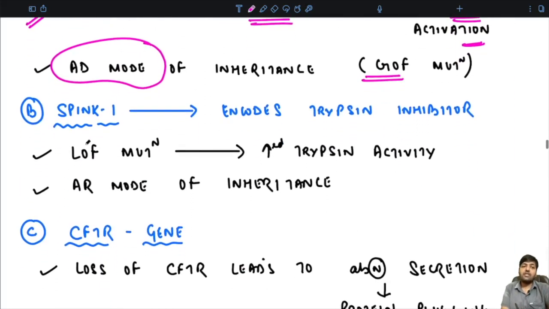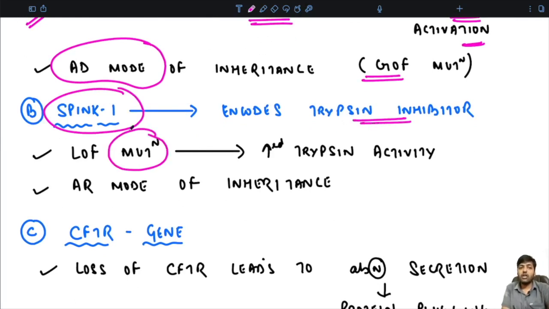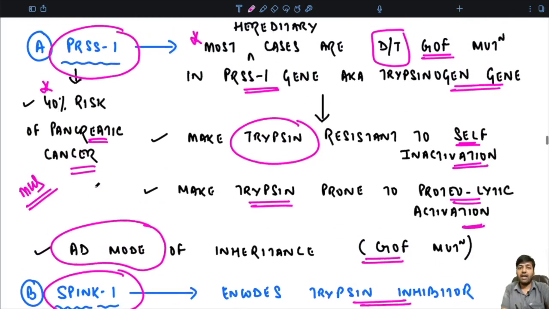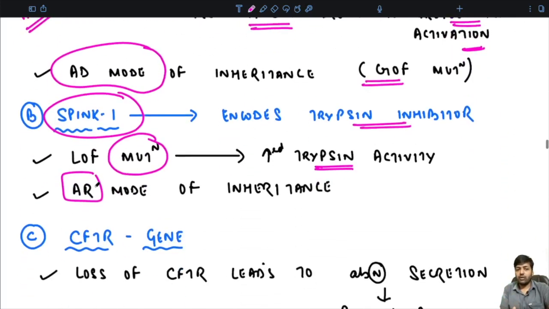The second gene involved is the PINK1 gene. Normally it encodes a trypsin inhibitor. If there is a loss of function mutation of this gene, that is going to lead to excessive trypsin activity and precipitation of acute pancreatitis. These individuals have an autosomal recessive mode of inheritance. So by this we are able to separate both of them.